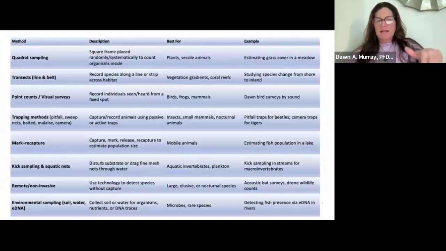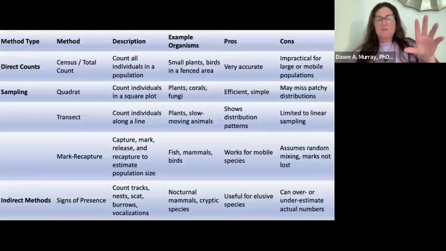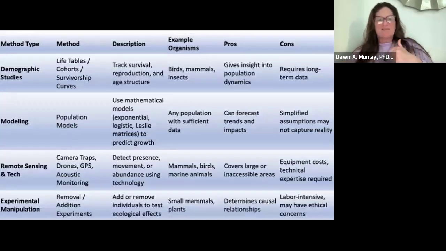So these ones are a lot of the hands-on ones. We have more direct counts, different sampling, indirect methods. That could be counting scat or nests or tracks or burrows or vocalizations. So much fun stuff to do. There's demographic studies where you're looking at cohorts or survivorship curves. There's modeling. There's remote sensing and tech. There's experimental manipulation. I just want you to have all the different examples at your fingertips in this lecture for when you're thinking about what you want to do.